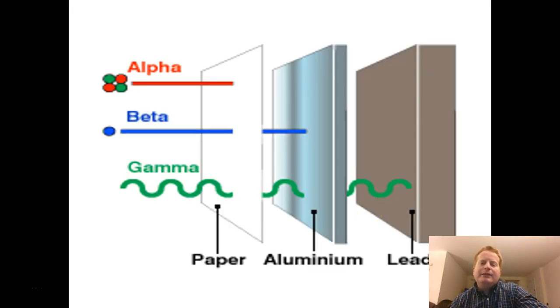Another thing we want to be aware of is how penetrating are these? Alpha particles are the least penetrating. They get stopped by paper. Beta particles can penetrate paper, but they'll be stopped by aluminum. And gamma rays, I should say, are the most penetrating. They'll pass right through most things except for lead and concrete.